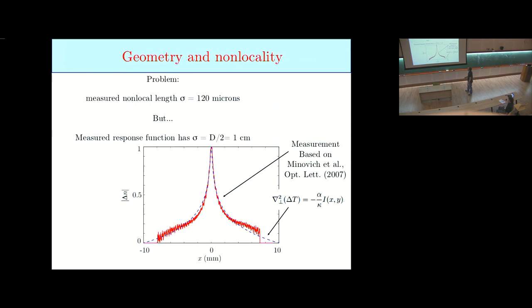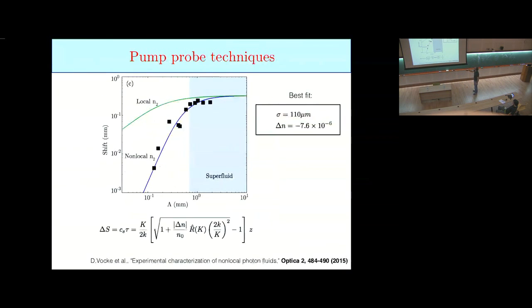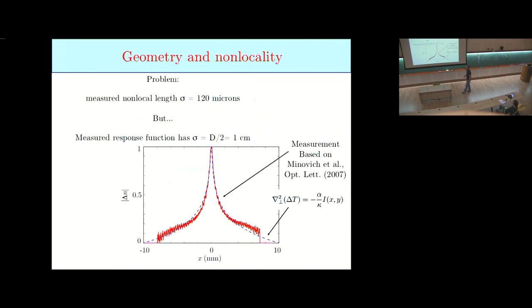Okay, so we then wanted to go and double check that. These measurements allowed us to pull out a sigma, a non-local length, and the value of the delta n. Okay, the value of the delta n is what we expected, but what about the sigma? Is it correct or is it wrong? So there are other ways to directly measure this response function, okay?